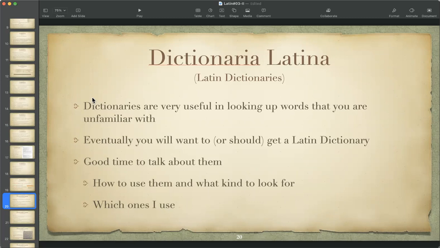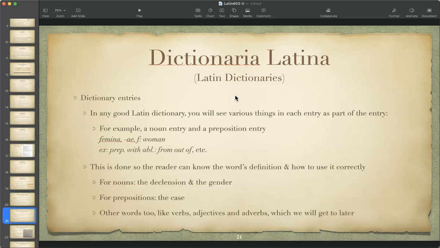So I like to use electronic ones, but in any case, you will eventually want to or should get a Latin dictionary. You don't have to rush out and buy one yet, but I kind of wanted to talk about them now because there are some things you need to be aware of, and actually the ones I use for that matter as examples.